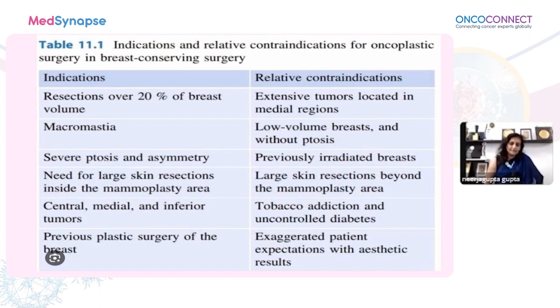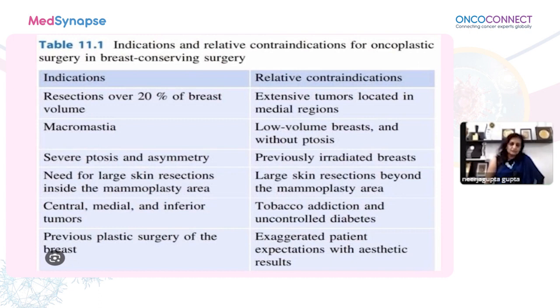But in cases where the two breasts are symmetrical, you need a contralateral symmetrization. So you need to reduce the opposite breast as well if you're doing it for the breast tumor. For large excisions which are inside the thermoplasty area, you can very well do an oncoplasty, but for large excisions which lie outside your incision planning, oncoplasty may not be a suitable option.